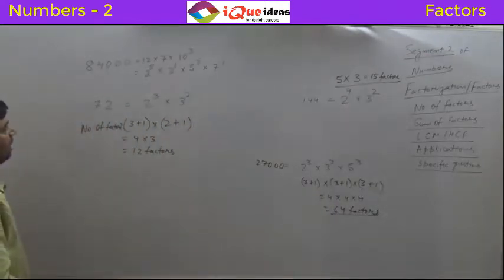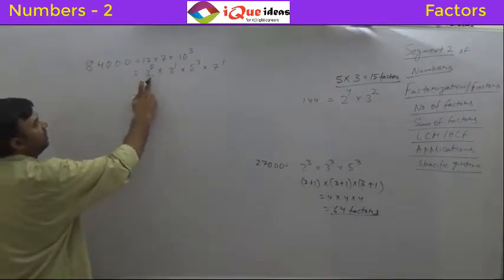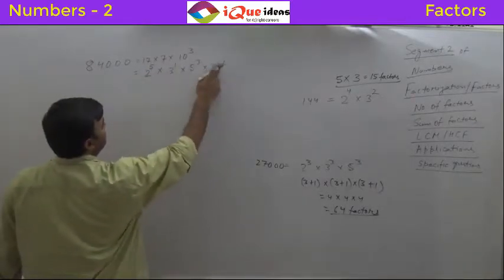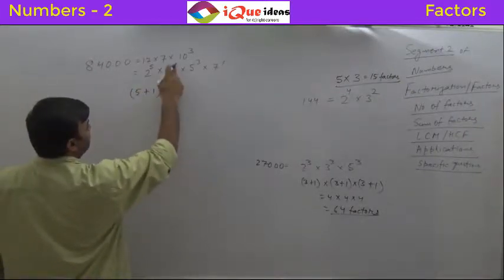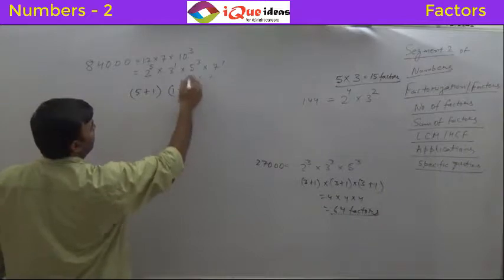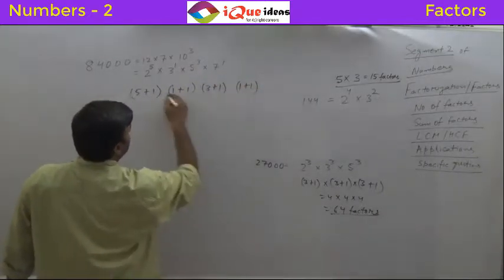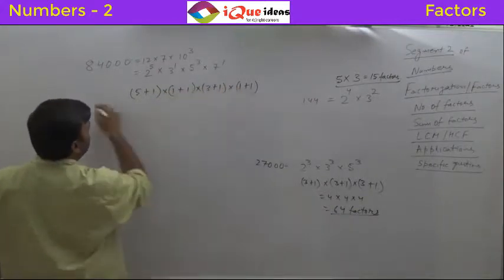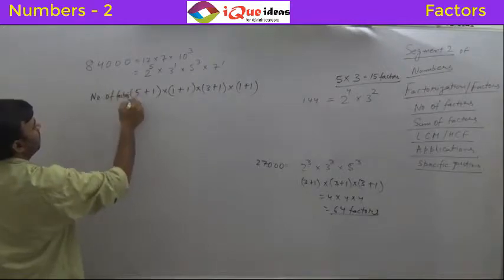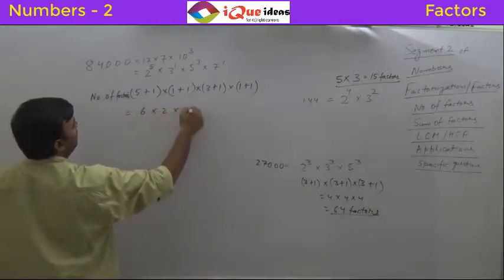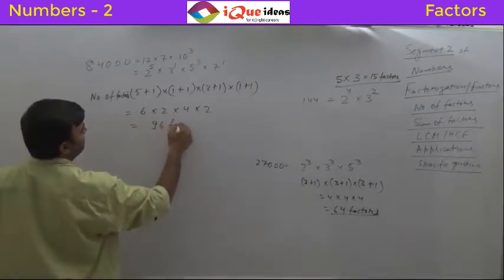Okay. How many factors are there for 84,000? Let's see. We already factorized it to be 2 raised to 5, 3 raised to 1, 5 raised to 3, 7 raised to 1. So take all the powers, add 1 to every power. So even power 1 is not to be ignored. 3 plus 1 and 1 plus 1. If you multiply all of them, you get your number of factors. Okay, so it is 6 into 2 into 4 into 2. So 6 into 2 is 12, 48, 96 factors.